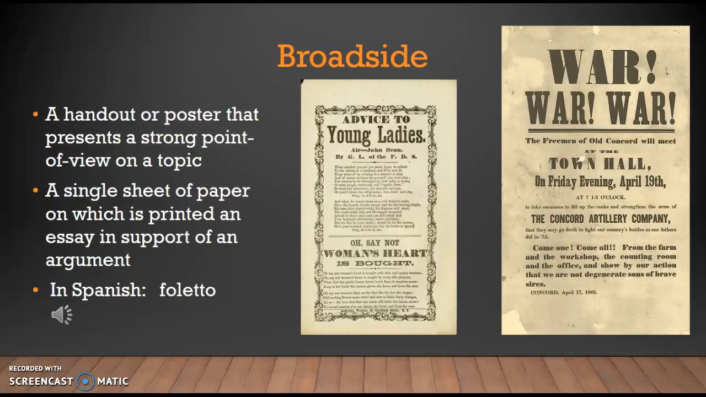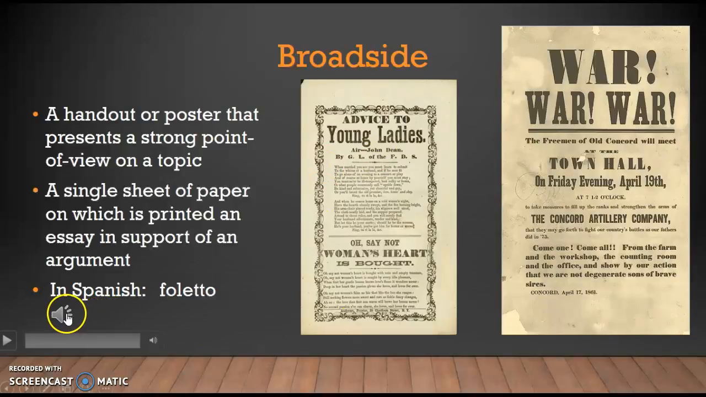So the word broadside, what does that mean? A broadside is simply a handout or a poster that presents a strong point of view on a topic. Sometimes it can also be an advertisement. It's a single sheet of paper on which is printed an essay in support of some argument. So here we have two examples of broadsides.